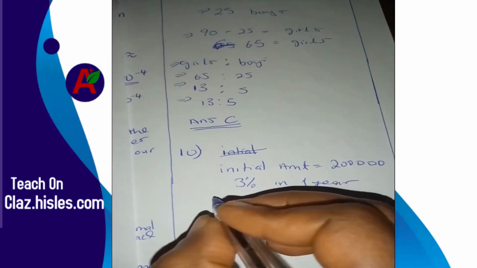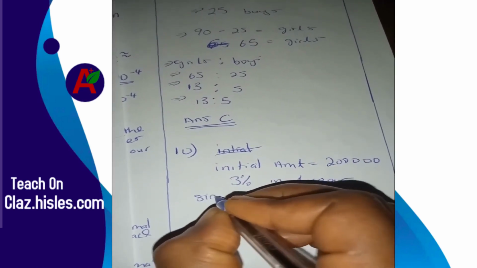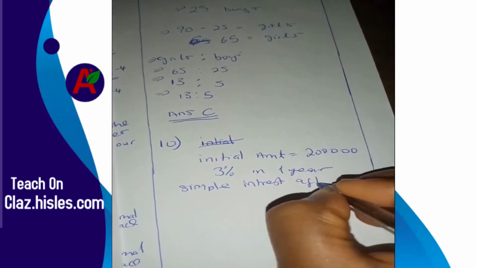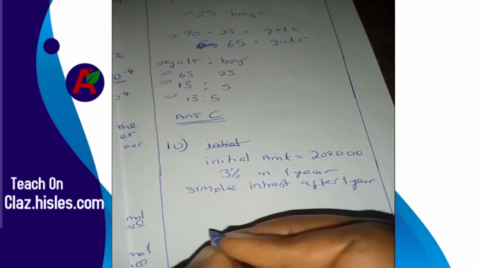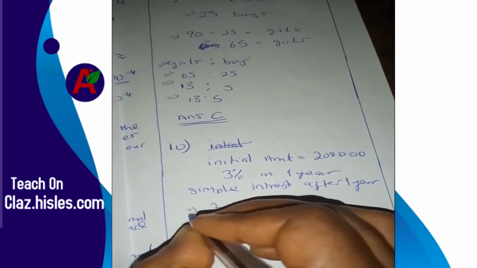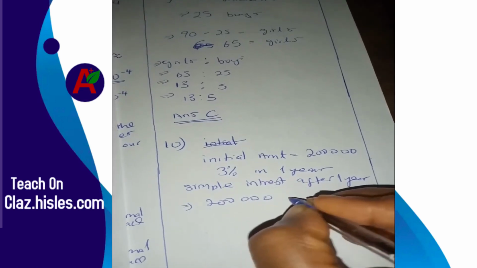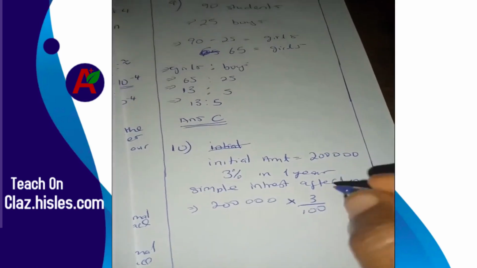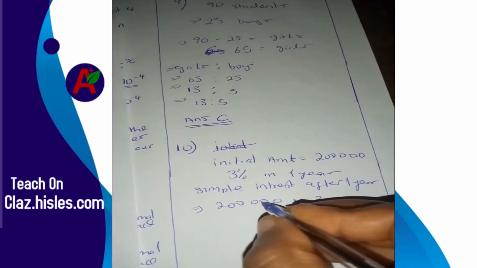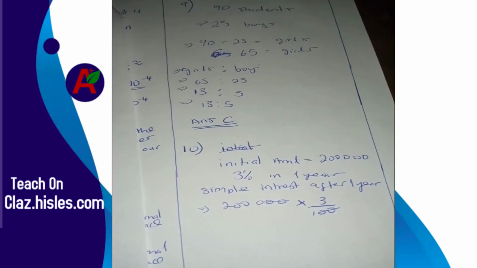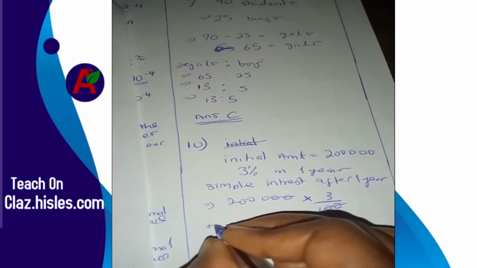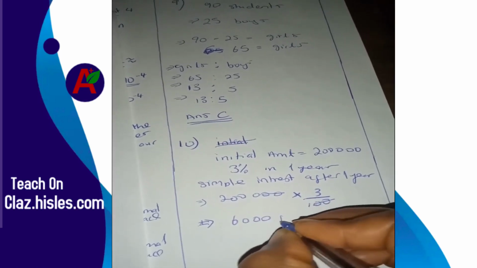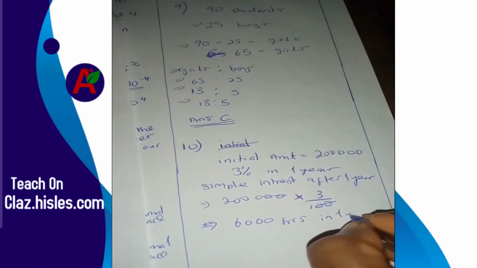That's 3% in 1 year. So with 200,000 francs, what is the simple interest after 1 year? Let's calculate. Interest after 1 year will be 200,000 francs times 3%. The two zeros will cancel out, so we're going to have 6,000 francs in 1 year.